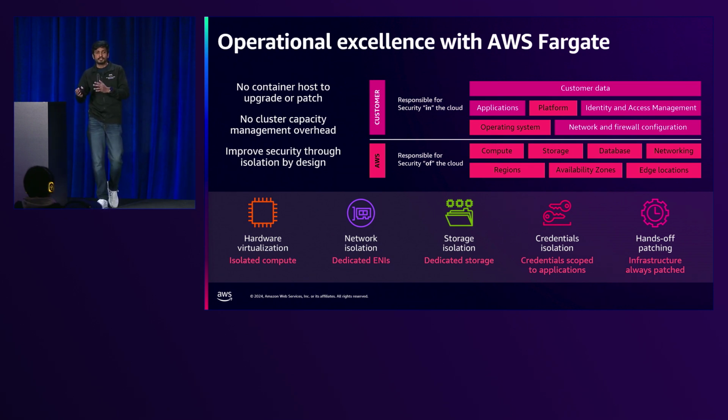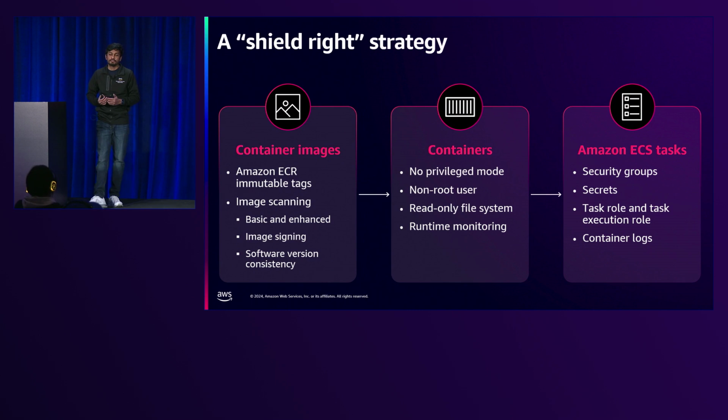Now let's get into containers. Now that we know Fargate is automatically bringing some of the security features into Amazon ECS, when we run containers, let's take the shield right strategy. That is, starting from container images, then moving to containers, and then Amazon ECS tasks. In the container images, if you're using Amazon ECR, Elastic Container Registry, a fully managed container registry service, you can enable immutable tags. By enabling immutable tags, you can prevent overwriting or deletion of an image tag of the Docker image in that particular registry.